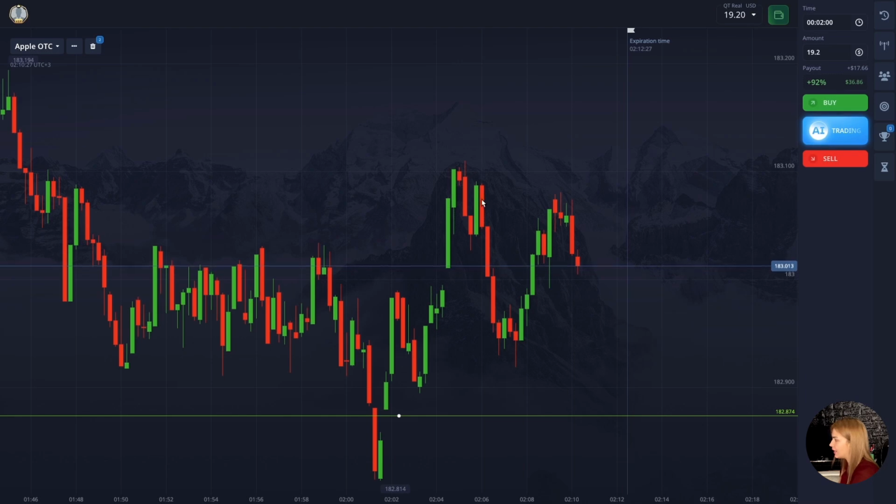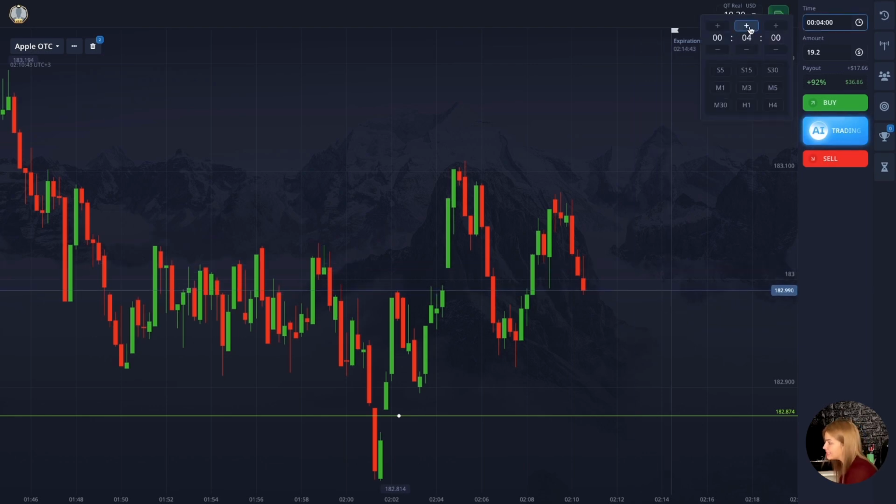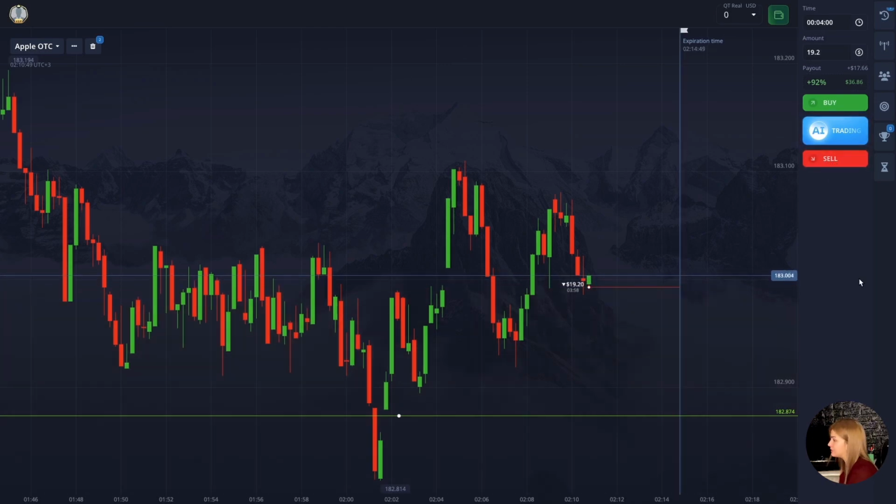We can see how the upward movement on the price chart again changed in a wavy pattern to a downward one. It's close to the support level, so we can assume with a high degree of probability that the downtrend will continue in the near future. And we will open a deal for 4 minutes to sell.